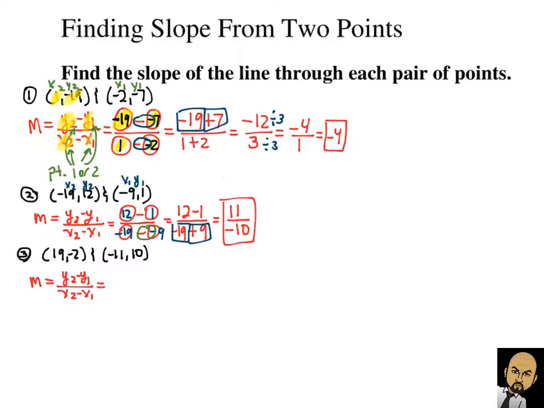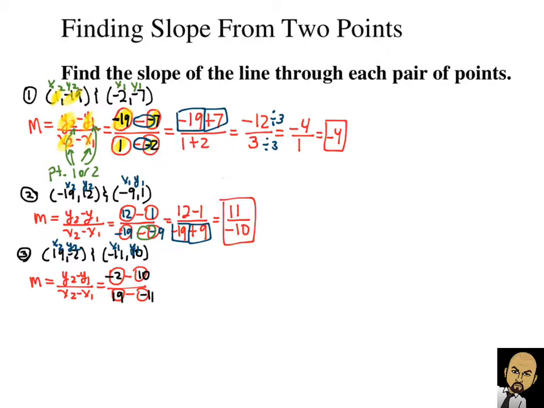So now we're going to make our dumbbells. We're going to label our ordered pairs. Again, I like to label the first point 2, the second point 1. And then we're going to substitute into our dumbbells. My first dumbbell is going to be y2. That's going to be negative 2. My second dumbbell is y1. That's going to be 10. My denominator, the first one is going to be the x2 value, which is 19. And then the x1 value, we got negative 11.